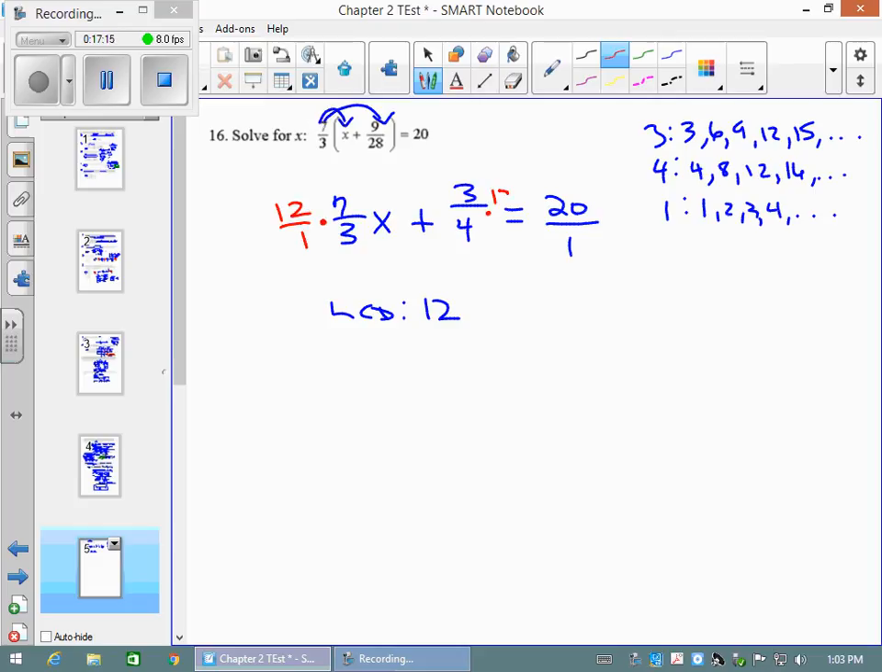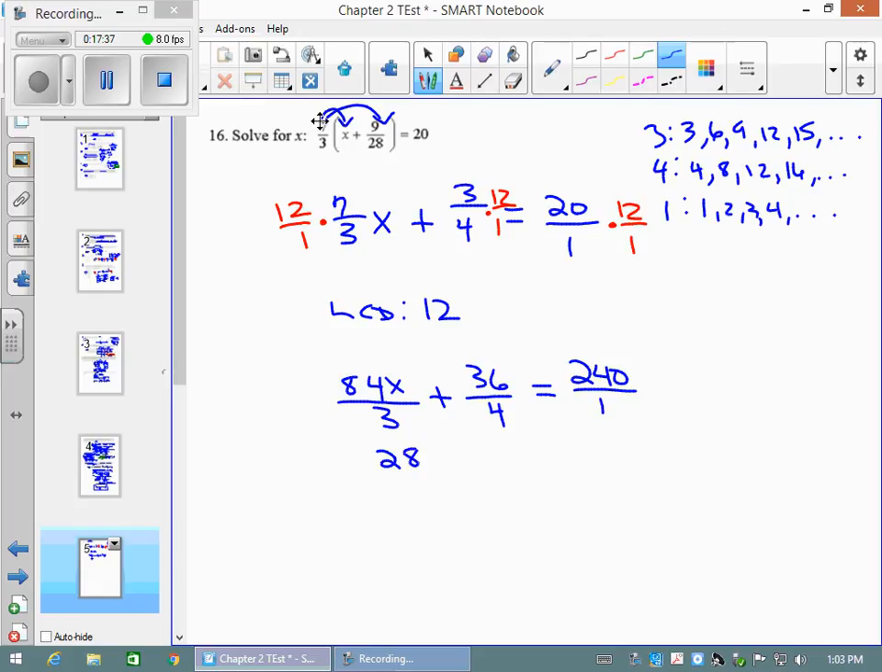So here you would get 84x divided by 3 plus 36 divided by 4 equals 240 divided by 1. Now if you divided 84 by 3, you should get 28x. 36 divided by 4, you should get 9, equals 240.